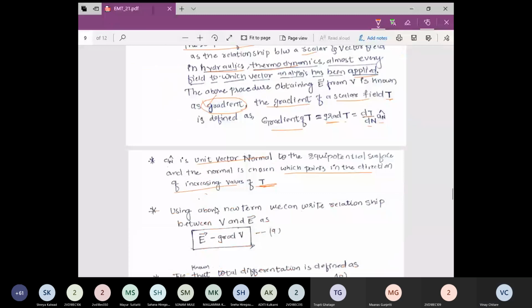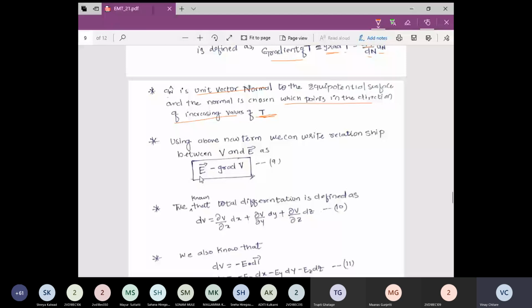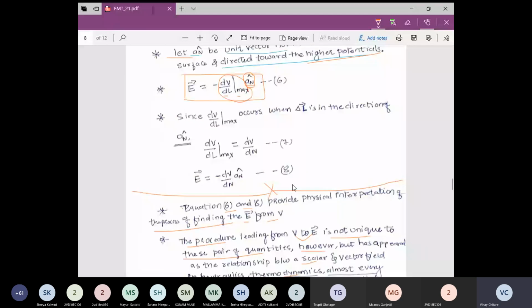So with this new term, I can now write the electric field as E equal to minus gradient of V. Minus gradient of V. So this is what we have seen. So far, whatever we have seen is actually a physical interpretation of the process of finding E from V.